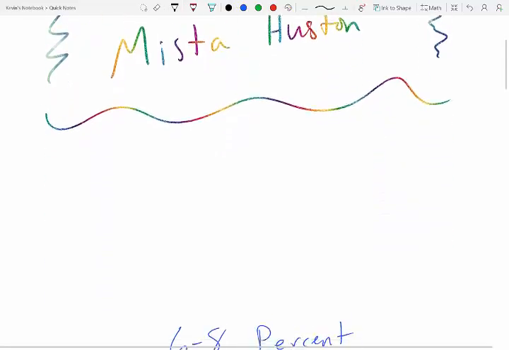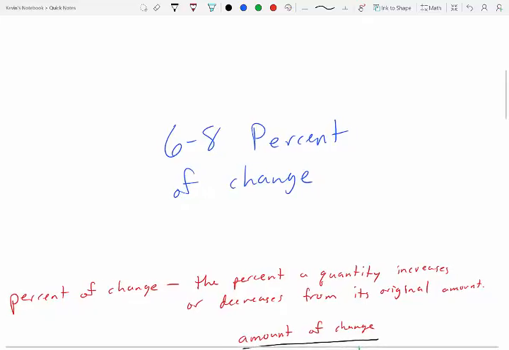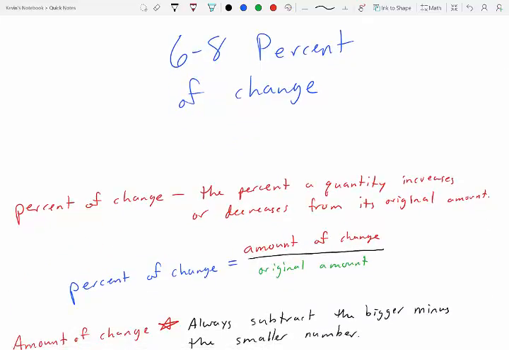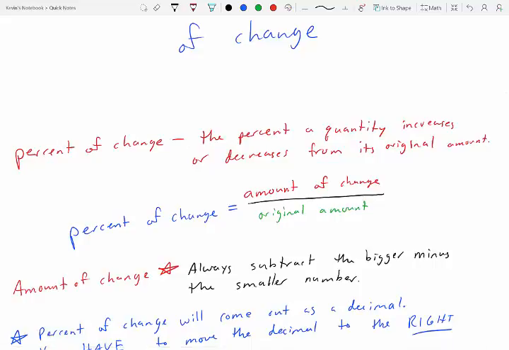Today we're going to section 6-8, percent of change. The percent of change is the percent a quantity increases or decreases from its original amount. The equation here is what we'll be using. Percent of change equals the amount of change divided by the original amount.